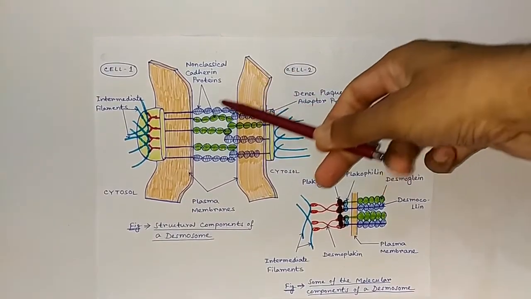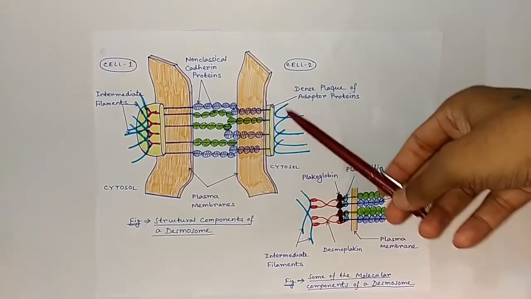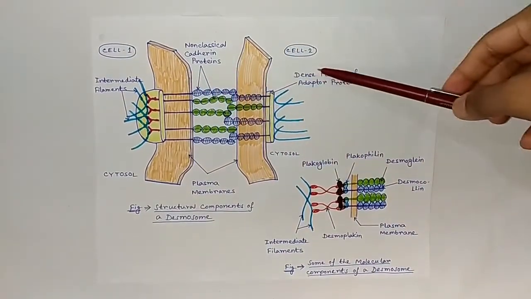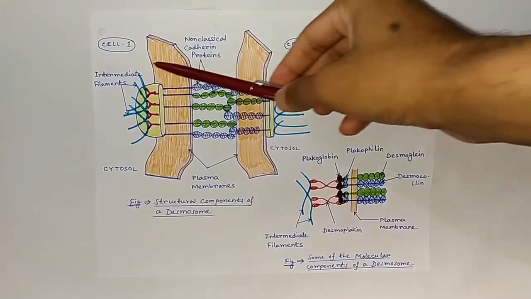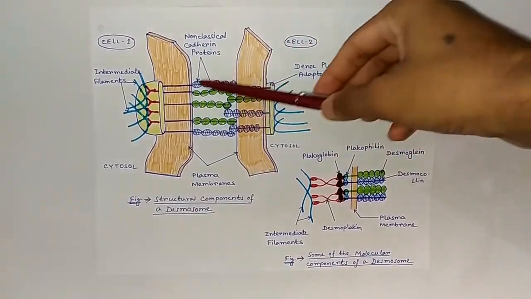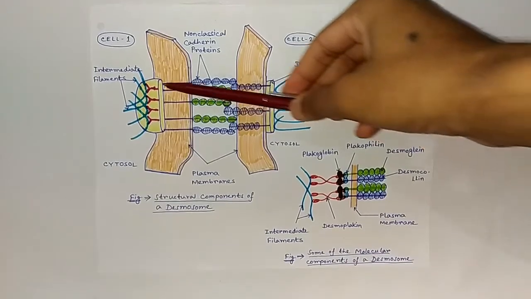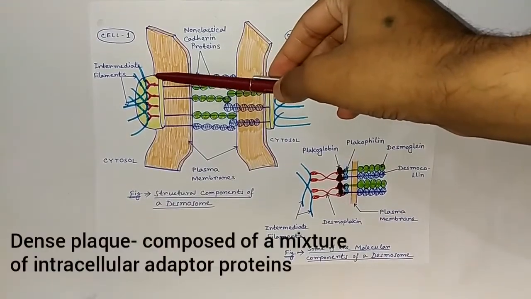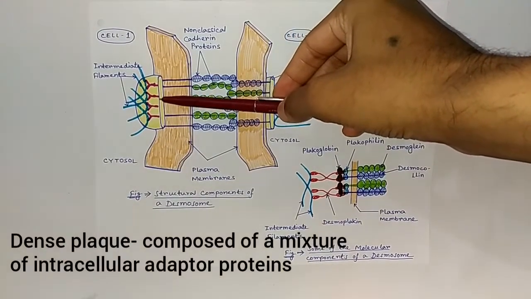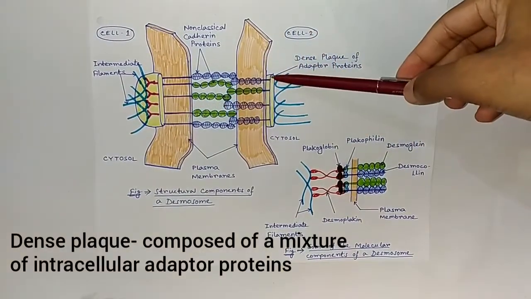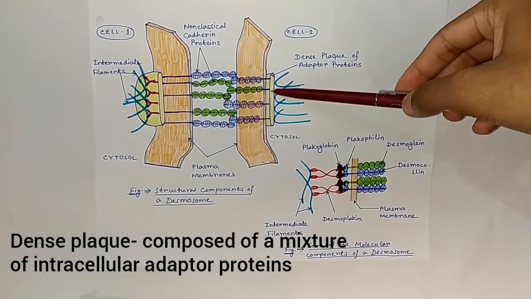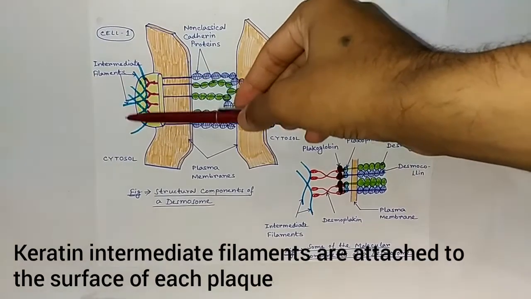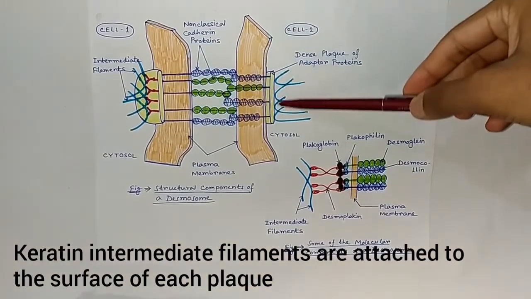Now, in this diagram, we will see the detailed molecular structure of desmosome. This is cell 1 and this is cell 2. Both these cells are connected by desmosomes. On the cytoplasmic surface of each interacting plasma membrane is a dense plaque composed of a mixture of intracellular adapter proteins. A bundle of keratin intermediate filaments is attached to the surface of each plaque.